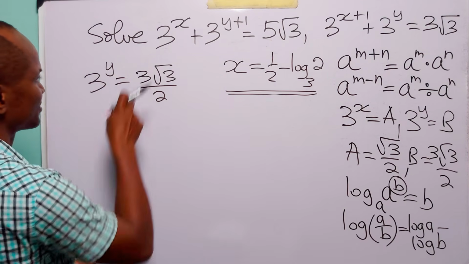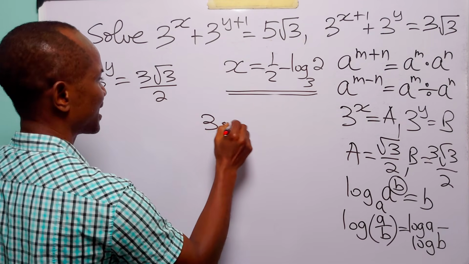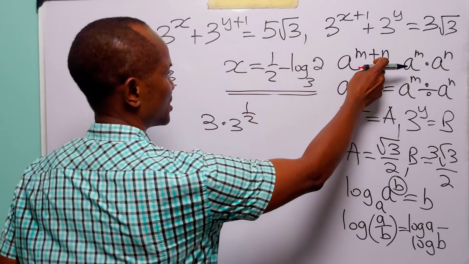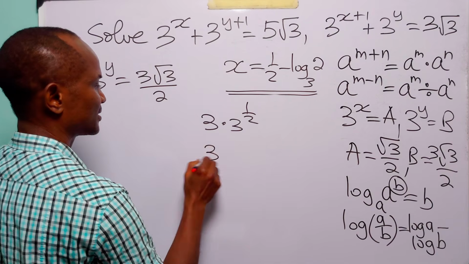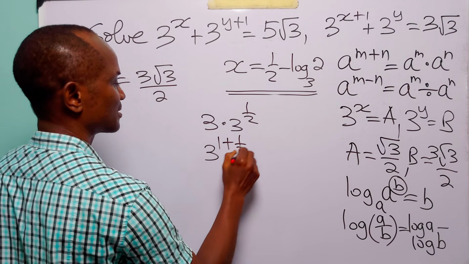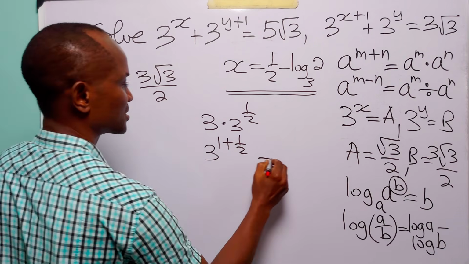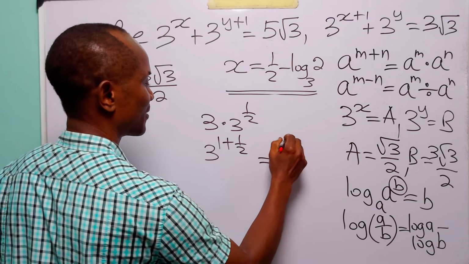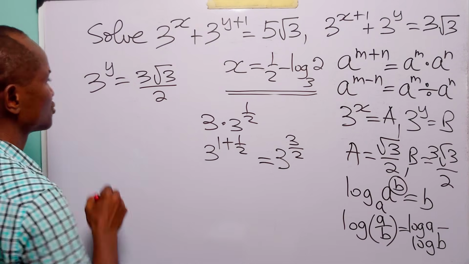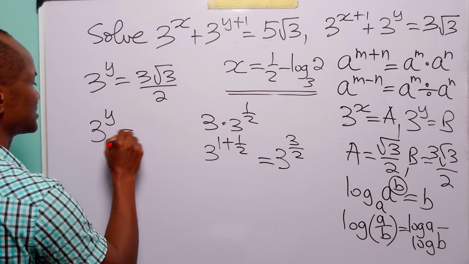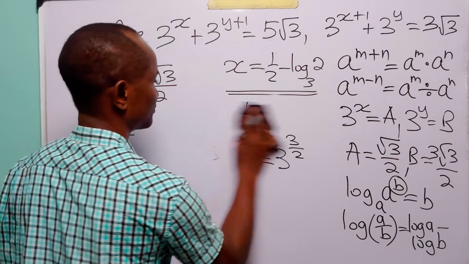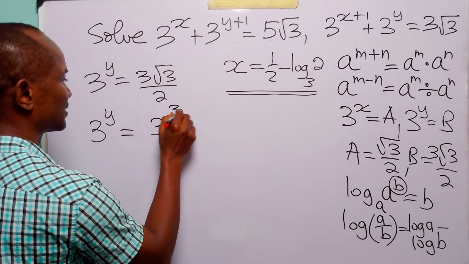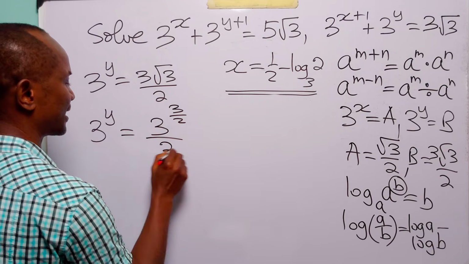Now let us simplify this. Of course, you know that this is 3 multiplied by 3 to the power half. According to this rule, this can be written as 3 to the power 1 plus half. And of course, 2 times 1 is 2, plus 1, 3. So this is 3 to the power 3 over 2. So we have that 3 to the power y is equal to 3 to the power 3 over 2 divided by 2.